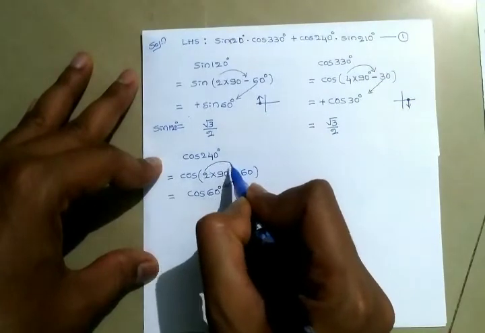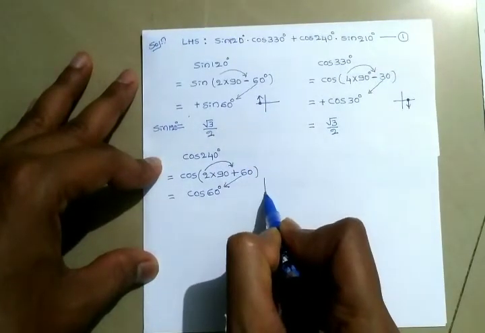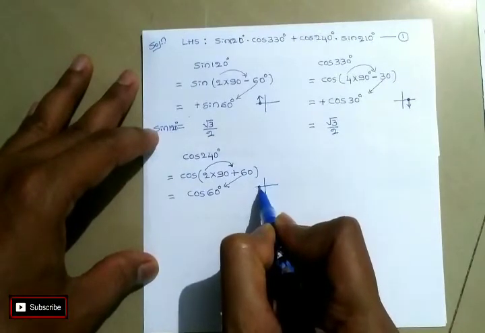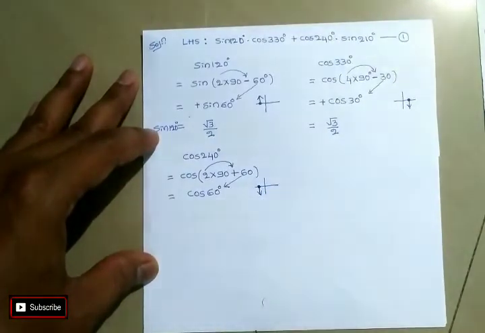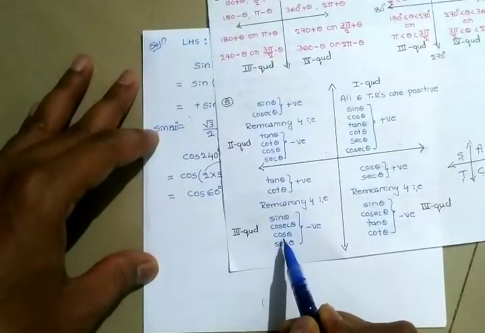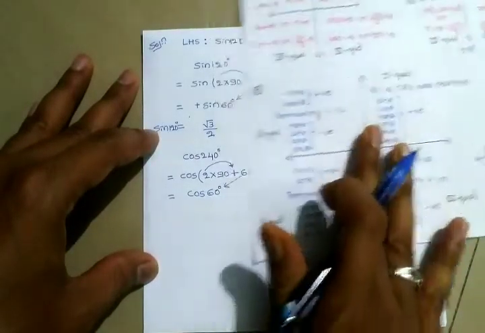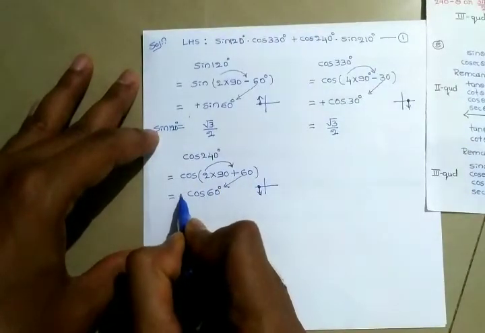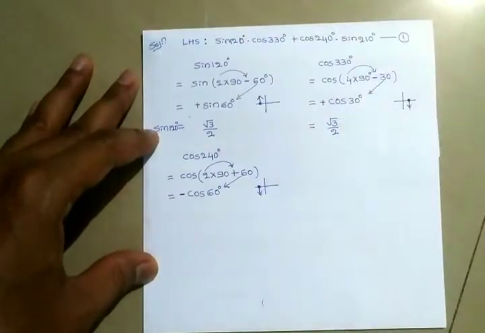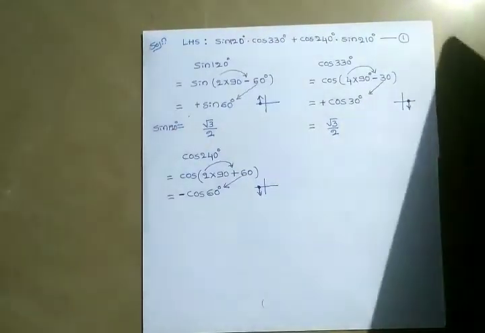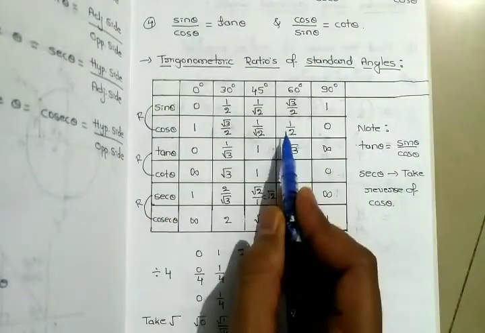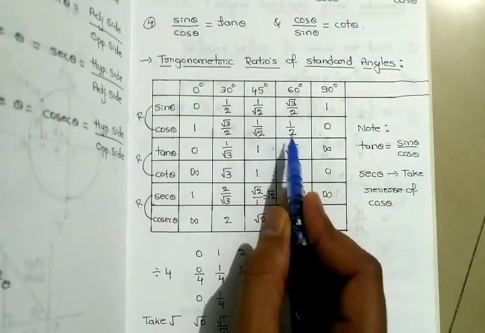Next, here 2 plus, so I am going to mention plus. Again start with 0: 0, 1, 2. Plus means third quadrant. In the third quadrant, cos is negative. Therefore outside you need to mention minus sign. Next, see the trigonometric table. Cos 60 degree value is 1 divided by 2.